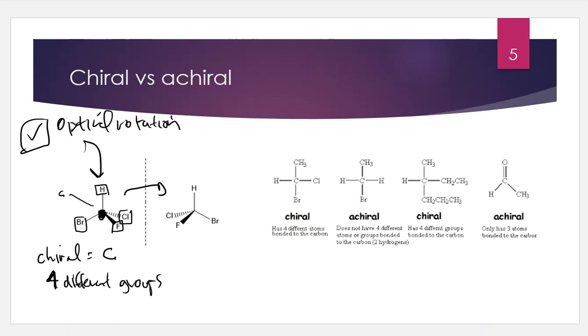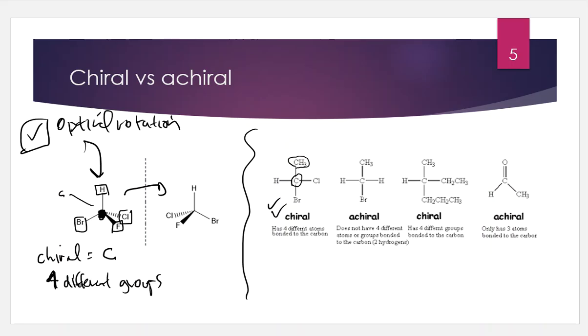Over here on the right-hand side of the screen, you're going to see a couple of different options. Look at this. Here's a carbon in the center, and we get a hydrogen, and we get a bromine, and we get a chlorine, and then we get this CH3 group, whatever that's called. That's called a methyl group, by the way. So we get 4 different things attached. Cha-ching! That's chiral, and cha-ching! It has optical rotation. That's what this is all about.